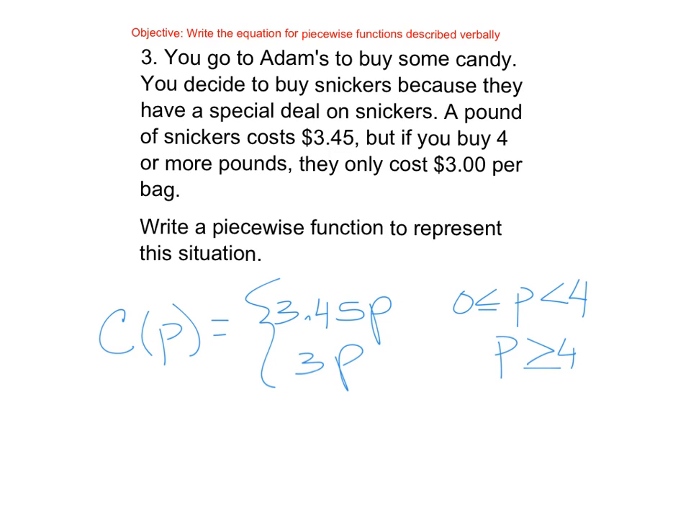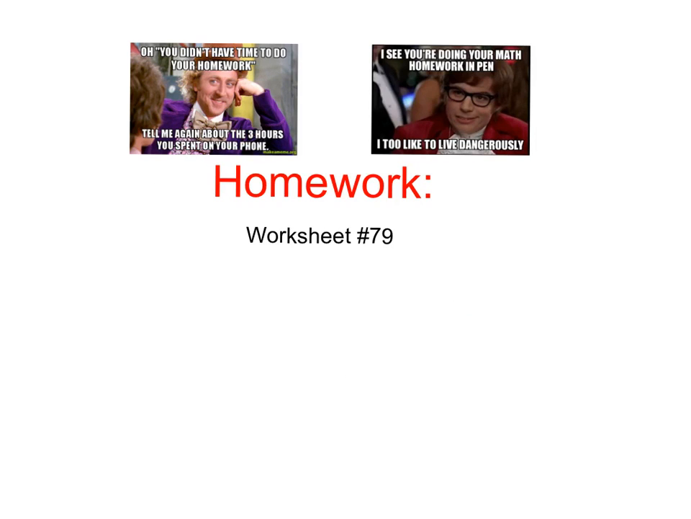When you buy an X amount, it totally changes the cost of everything else. That's it. We're done. Do the worksheet.